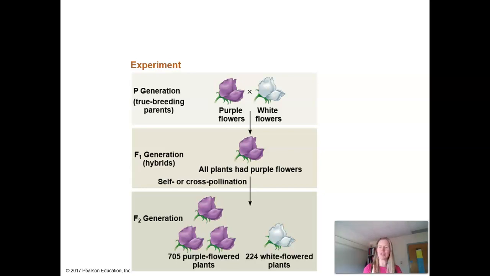So in the F1 generation, for whatever reason, this purple is what is always appearing. So that's the dominant trait, and white is the recessive trait. And it's not like that recessive trait, the white factor, was diluted or destroyed, because it reappears in the F2 generation.